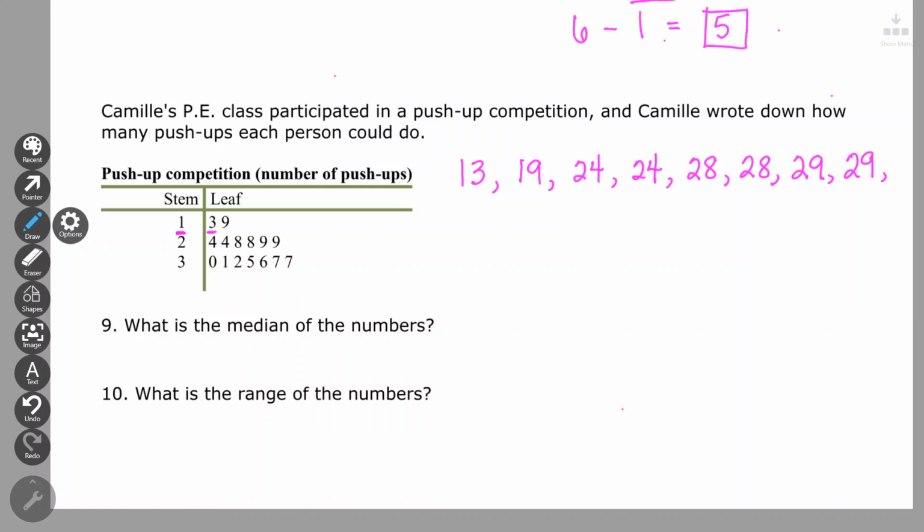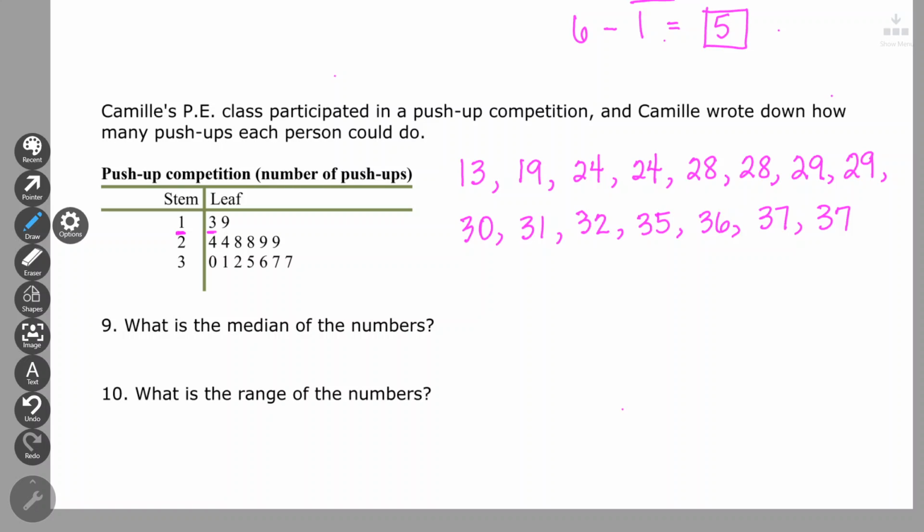Now let's go down here to the 3. 3 and 0 give me 30. 3 and 1, 31. 3 and 2, 32. 3 and 5, 35. 3 and 6, 36. 3 and 7 is 37, and 3 and 7 is 37, okay?